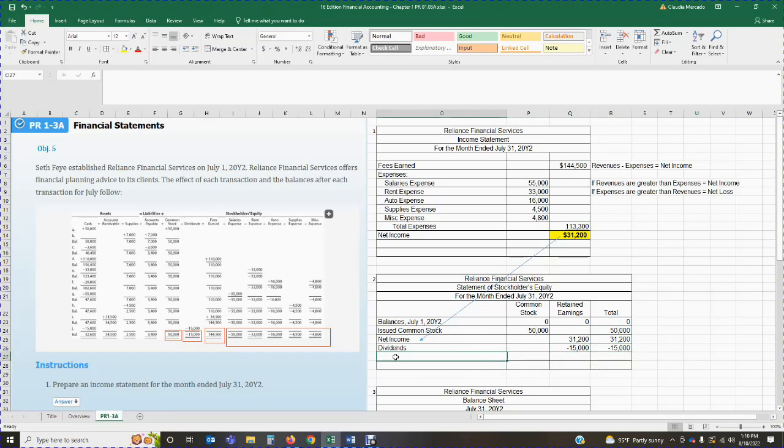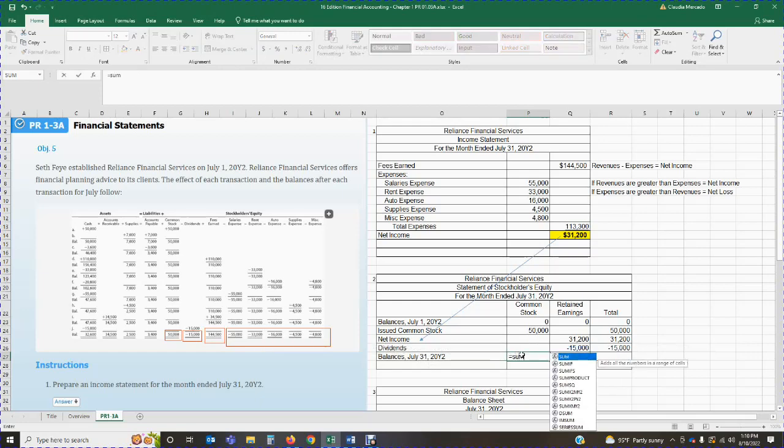So now we can calculate our ending balance. So it's our balances as of July the 31st, okay? So my balance for common stock, I'm just going to basically add all of the information in the first column. That gives me $50,000, and I'm going to bring that over, okay? So for my common stock, I've got $50,000. For my retained earnings, I've got $16,200, and my total is $66,200.